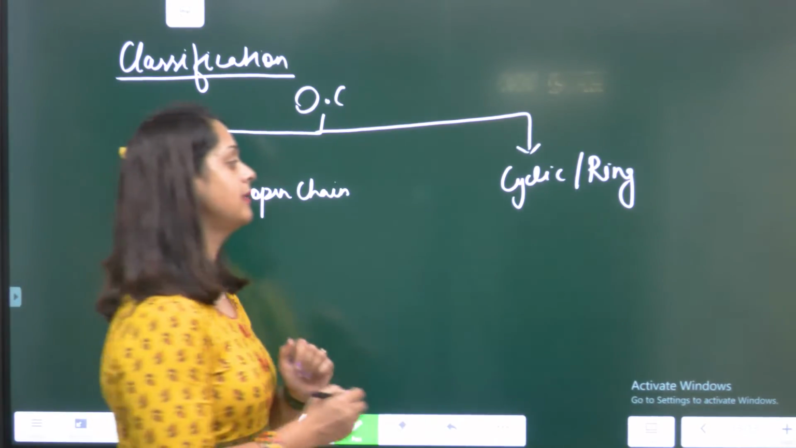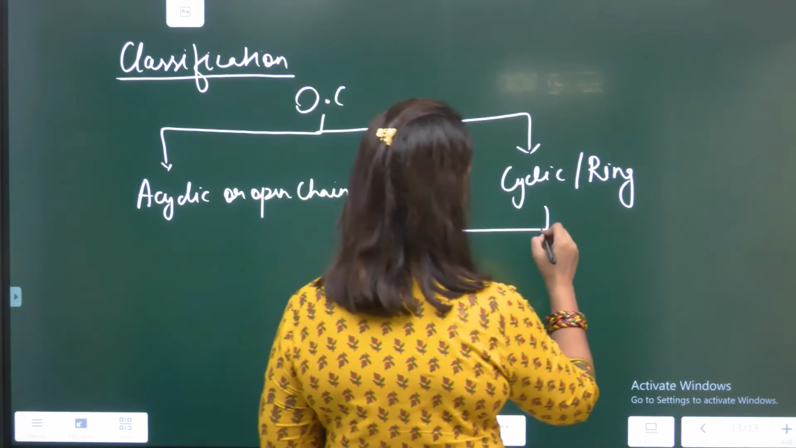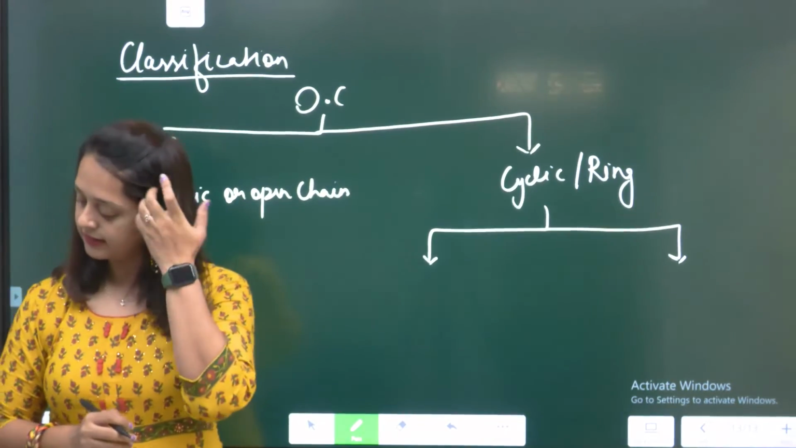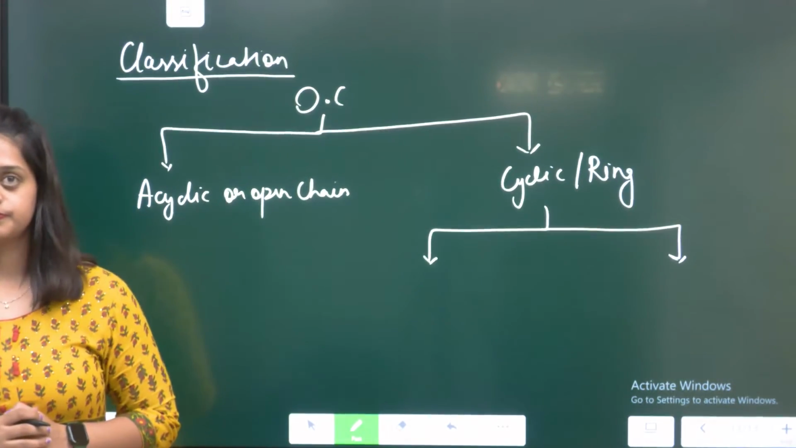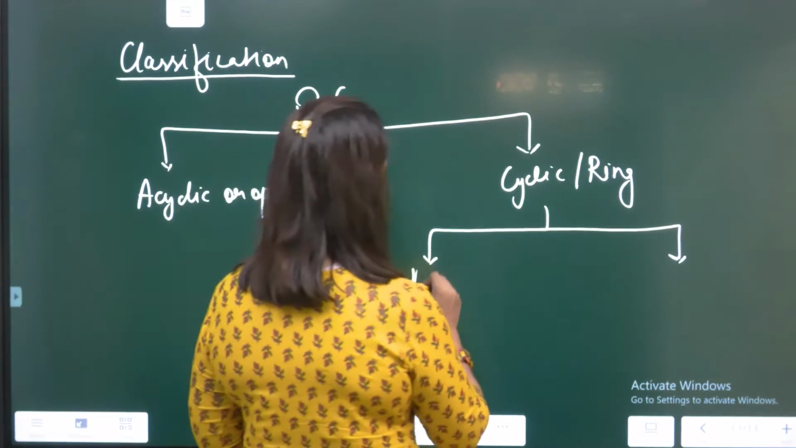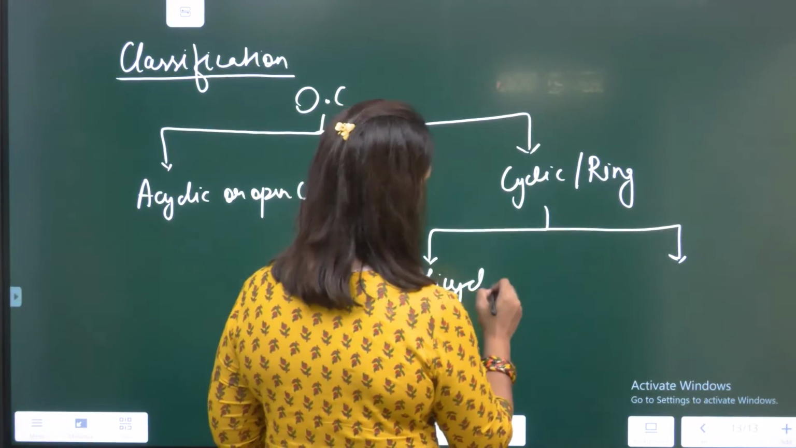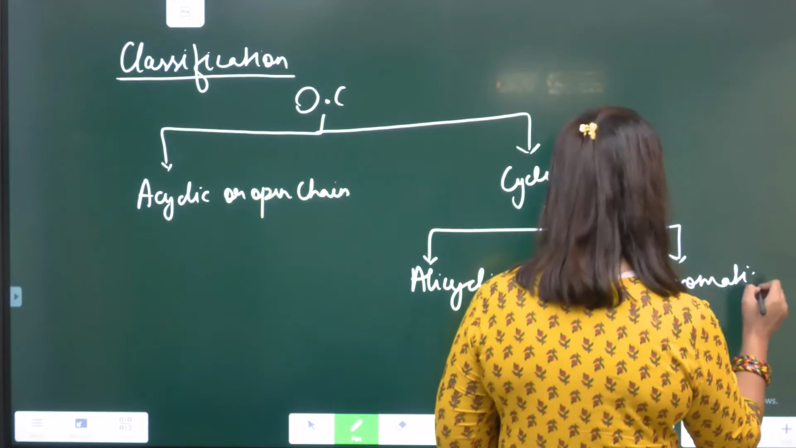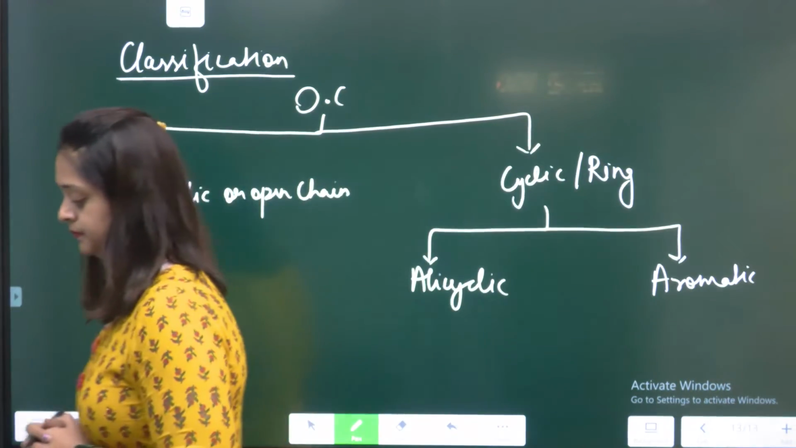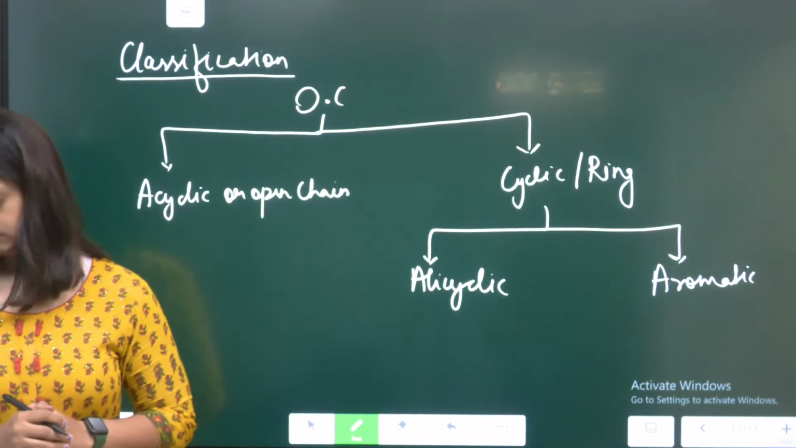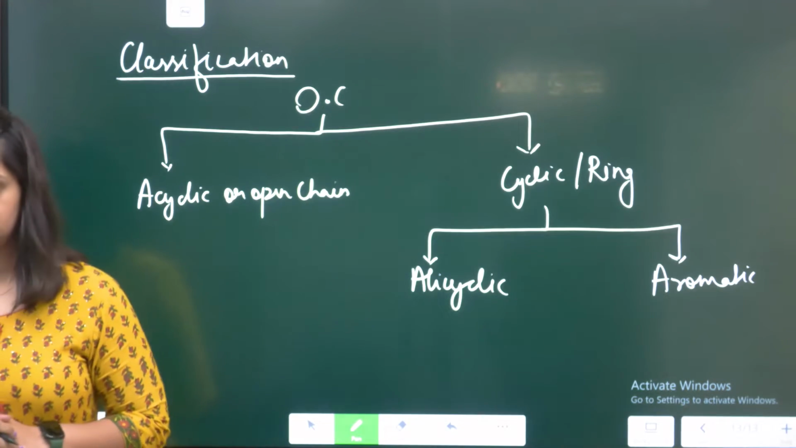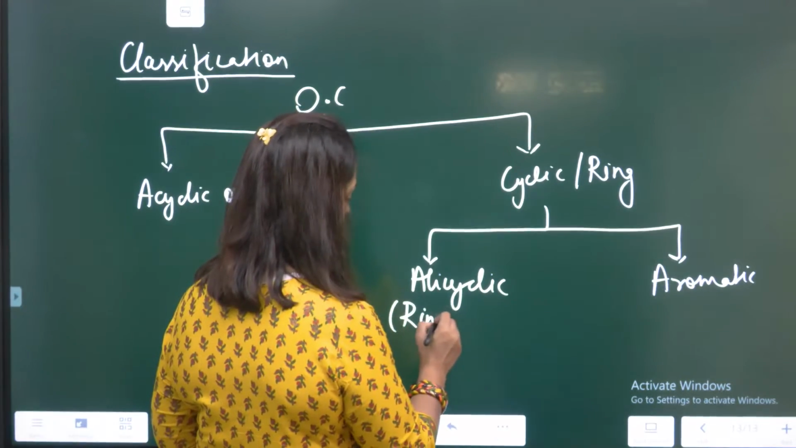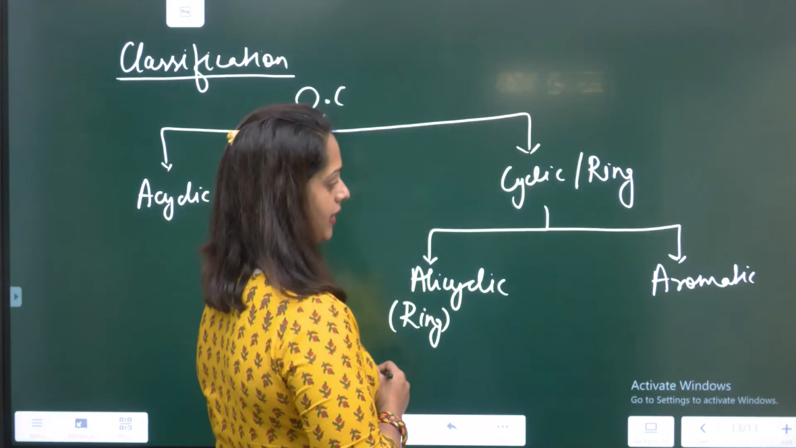Cyclic or the ring one has been further classified into two categories. What are those two categories? We have studied these two categories. Aromatic and alicyclic. Yes, alicyclic and aromatic. Perfect. So, what do I understand by alicyclic? This means there is a ring structure which is present, but it is not aromatic.